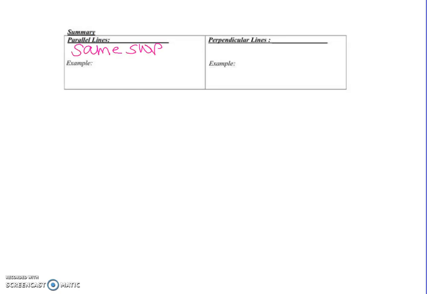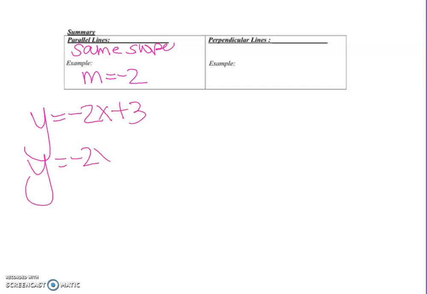In the example that we just saw, m was equal to negative 2. We had y equals negative 2x plus 3, and y is equal to negative 2x minus 4. They will never cross, and their slopes are the same. Graph the following two functions on the same graph. We have one that's already solved for y, and we have one that isn't.